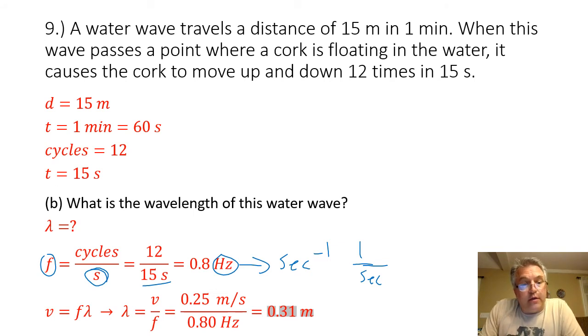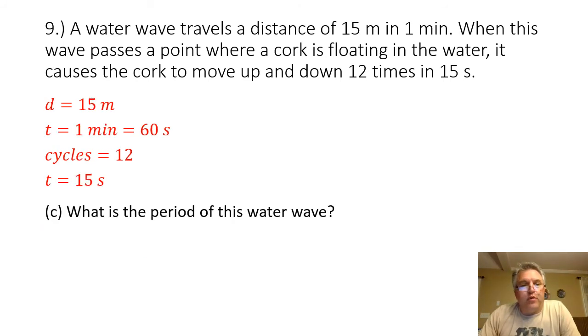To find the wavelength, I use my wave speed formula, solve that for lambda. So lambda is going to equal velocity divided by the frequency, and the velocity I found in the first part of the problem, and that was 0.25 meters per second, and my frequency is 0.80 hertz. And that is going to give me a wavelength of 0.31 meters, and it really should probably just say 0.3 meters. It probably should be one significant figure.